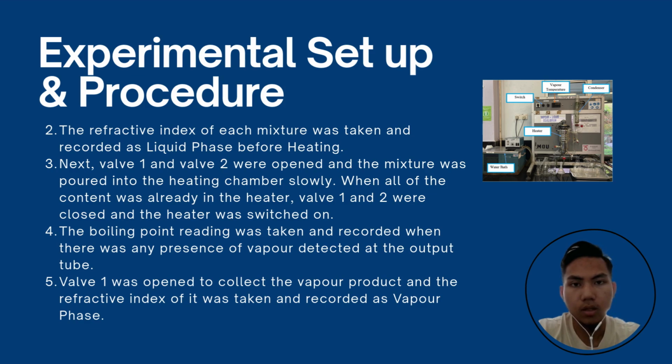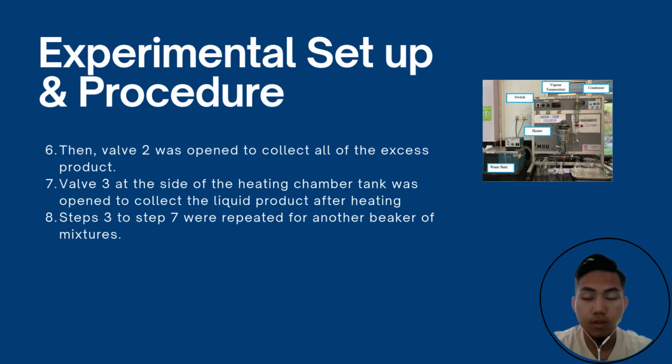The fourth one, the boiling point reading was taken and recorded when there was a presence of vapor detected at the output, and valve 1 was opened to collect the vapor product, and the refractive index of it was taken and recorded as vapor phase. For step number 6, valve 2 was opened to collect all of the excess product, and step 7, valve 3 at the side of the heating chamber was opened to collect the liquid product after heating. And then lastly, step 3 to step 7 were repeated for another beaker of mixtures.